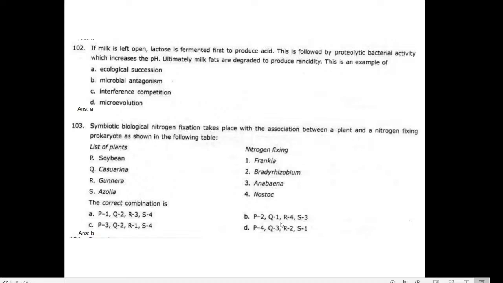As per B, soybean has the microbe Rhizobium. Casuarina has Frankia, Gunnera has Nostoc, Azolla has Anabaena.